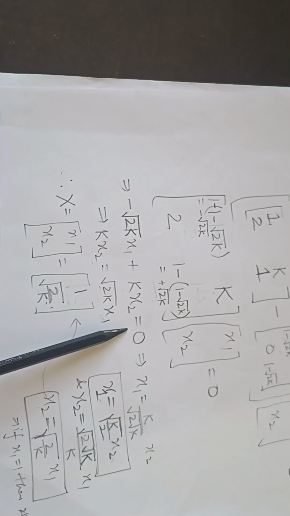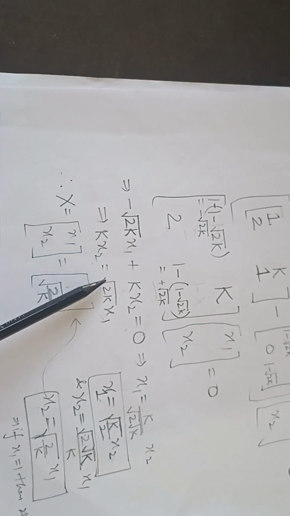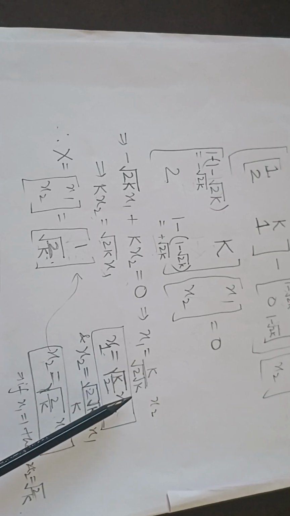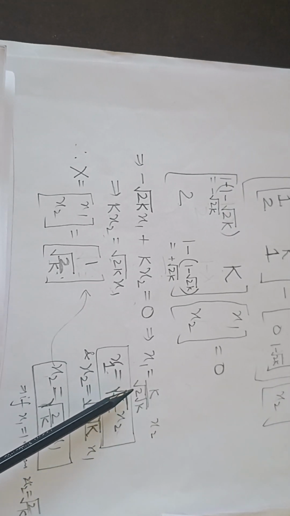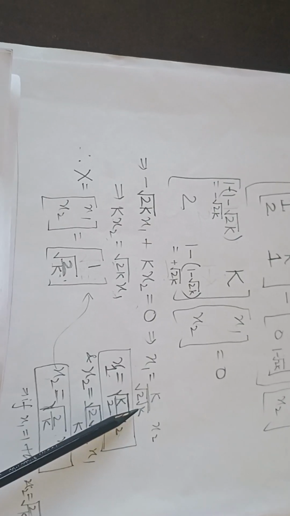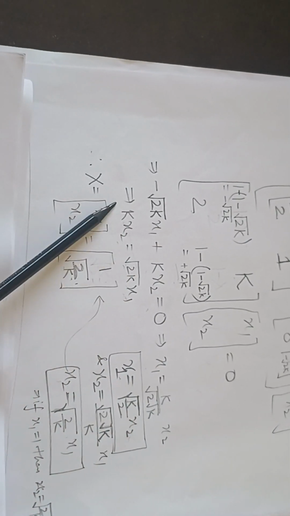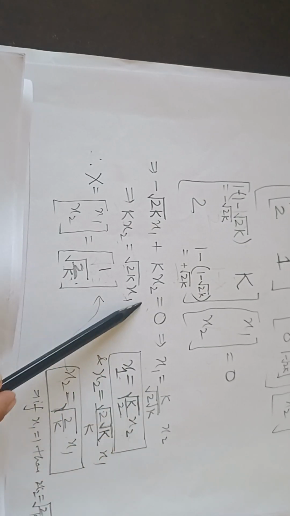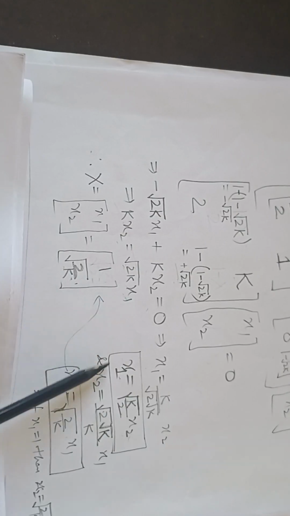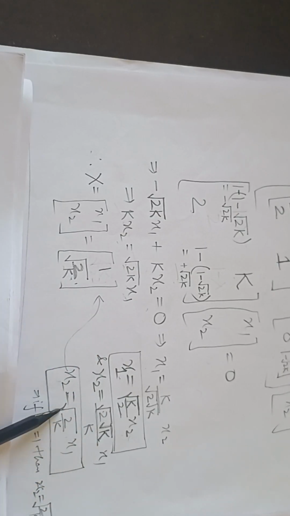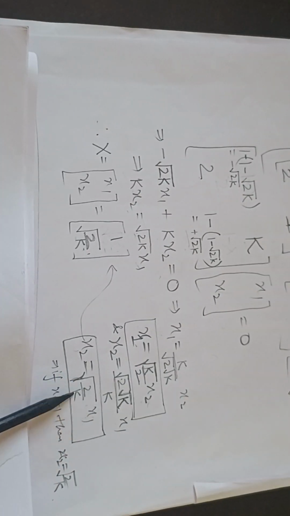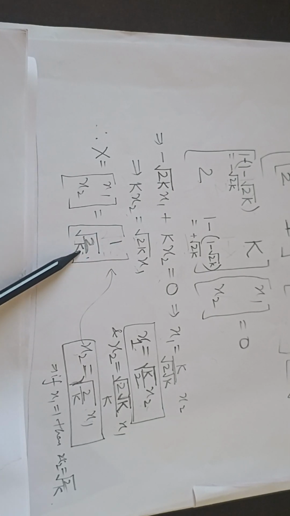Then we can basically do it. k x2 is equal to root 2k x1. So x1 is equal to root k by 2 times x2, or from here also you can do x2 equal to root 2k by k x1. So x2 is equal to root 2 by k times x1. So if x1 is 1, then x2 is under root 2 by k. So this is your option number B.